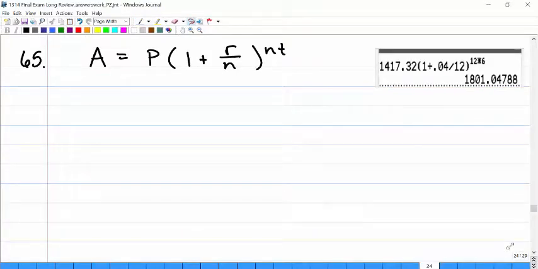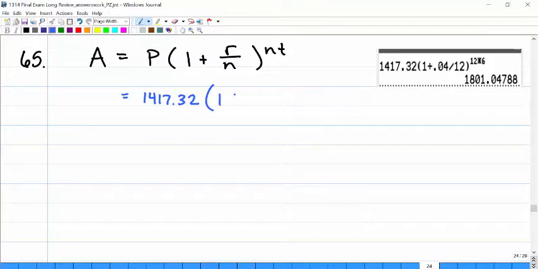Number 65 says how much money will be in the account if $1,417.32 is invested for 6 years at 4% annual interest compounded monthly. It's a lot of information, but here we go. You want to invest $1,417.32. That is your P.